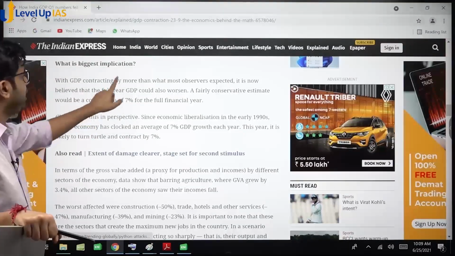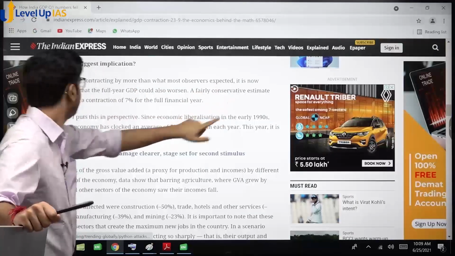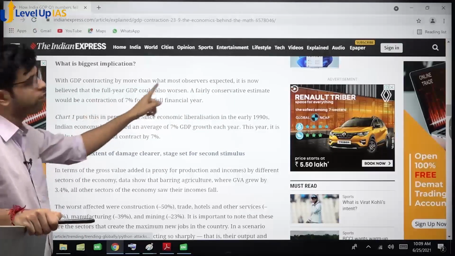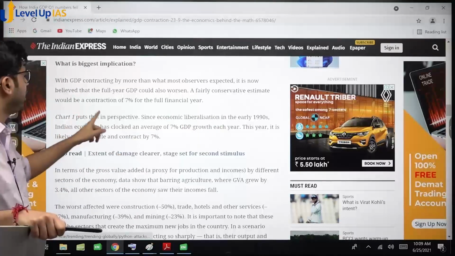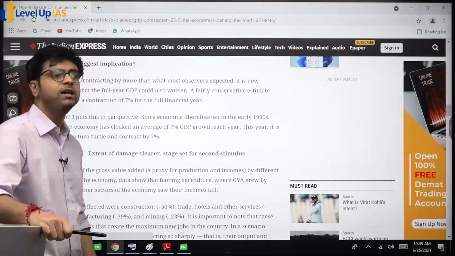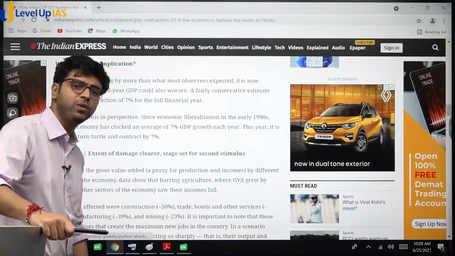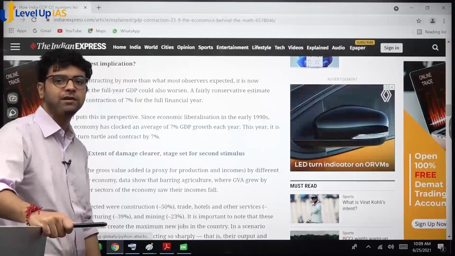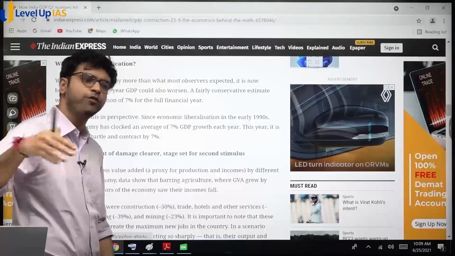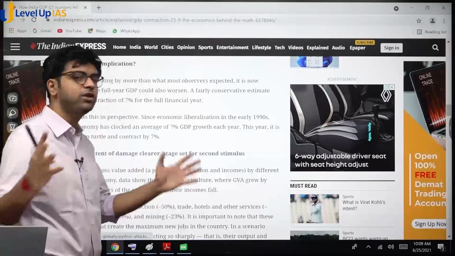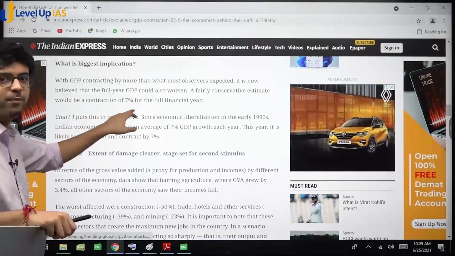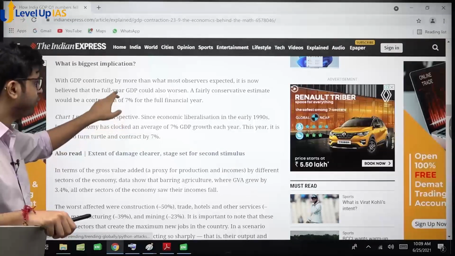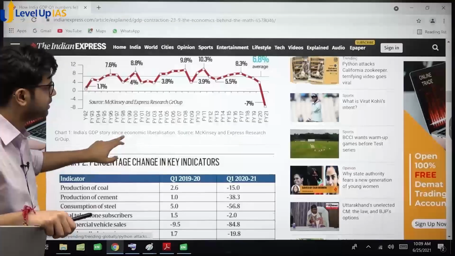With GDP contracting by more than what most observers expected, it is now believed that the full year GDP could also worsen, because we are talking about only Q1. A fairly conservative estimate would be a contraction of 7% for the full financial year. Why 7% when Q1 it is 23.9%? Because in Q2, Q3, Q4 things might recover. So on average the whole year they are talking 7%. So this is contraction and this is still minus 7%. This is not growth of 7%, this is minus 7%.